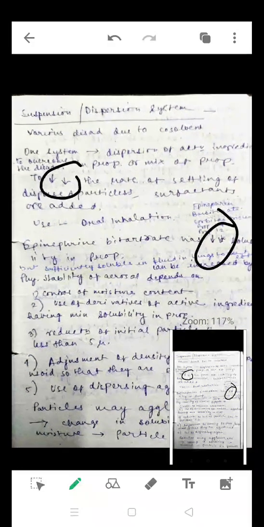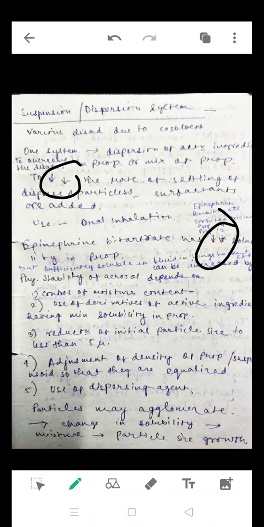Mainly, the suspension or dispersion system is used in oral inhalation. Like in epinephrine bitartrate, they have less solubility, this denotes less solubility in the propellant. So, sorbitan monooleate is added as a surfactant.